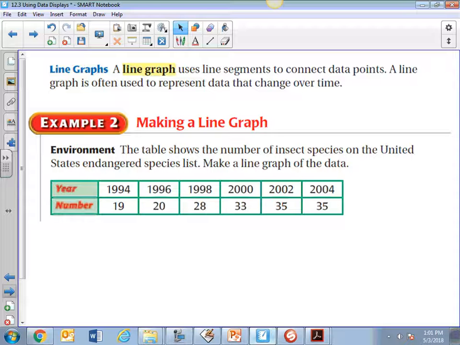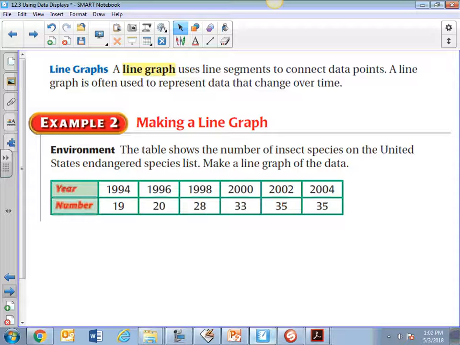There you go. Okay, let's take a look at this next one. So, if you struggled with the circle graph, this one's not all that difficult. It says the line graph uses line segments to connect data points. A line graph is often used to represent data that change over time. Okay, so this one here says the table shows the number of insect species on the United States endangered species list. It says make a line graph of the data.